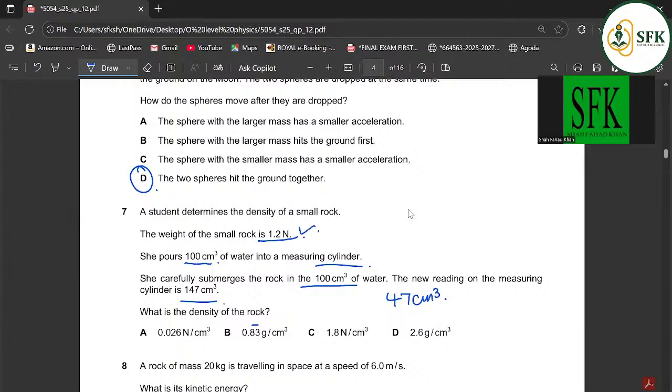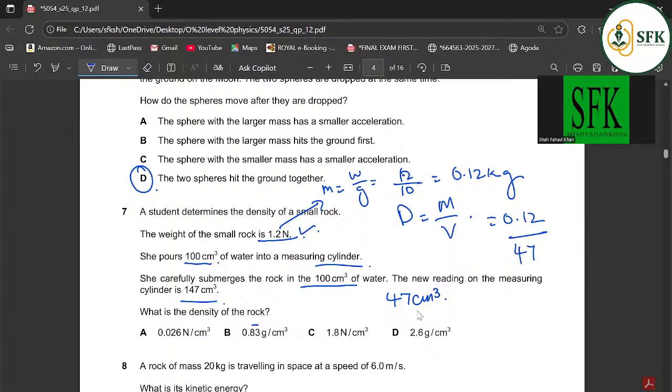the force. Density is mass over volume. Now you can convert the force, the weight, into mass. Mass is weight over g, right? Now weight is 1.2, and at your level you can take g to be 10, so it's 0.12 kg. So now density is going to become 0.12 divided by 47. Now this is in cm cube. You don't need to convert that into anything.